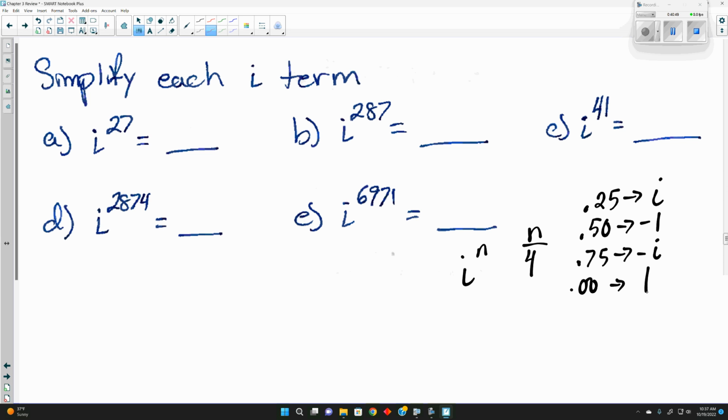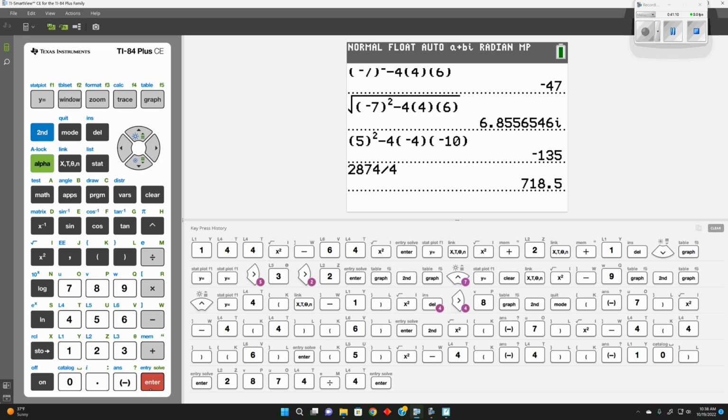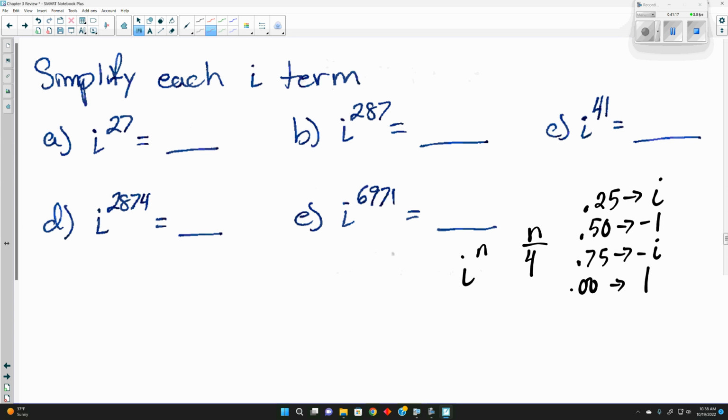Any one of these in particular that y'all want to look at? We can do D, I to the 2,874 divided by 4. 0.5 is -1, so this is -1. We don't care about the number in front, the whole number, we just want the decimal.